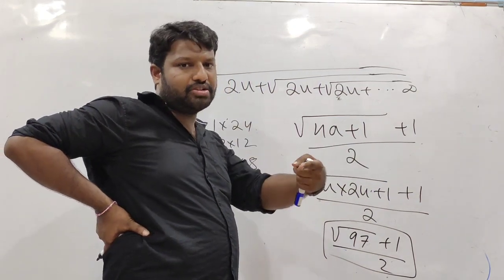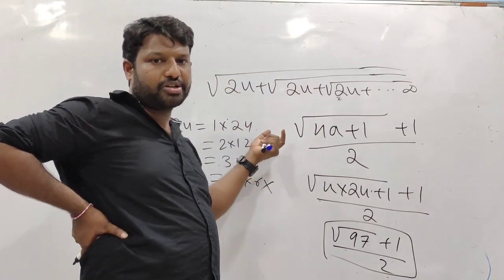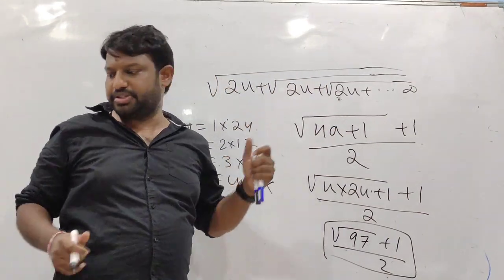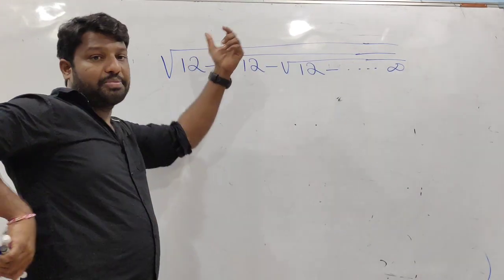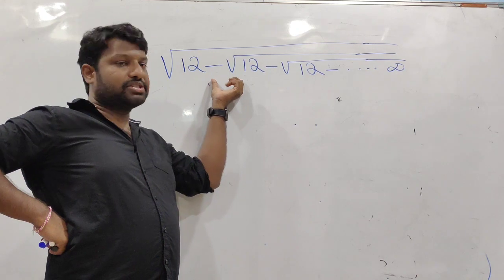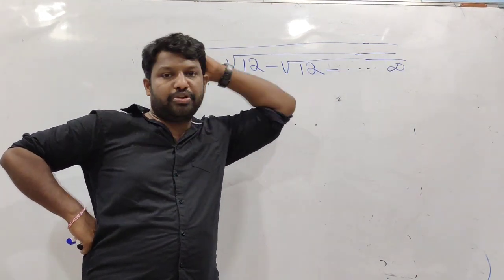Now I will take the minus values. If minus is given, how do we write that answer? Okay, that formula also I will tell you. Now I have taken one more example here: √(12 minus √(12 minus √(12 minus √(12 minus √(12 so on up to infinity.